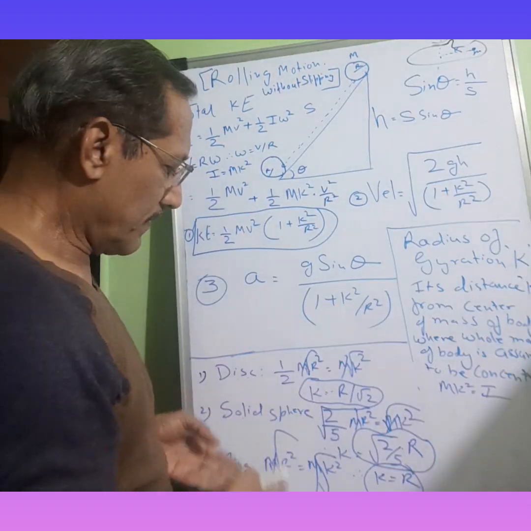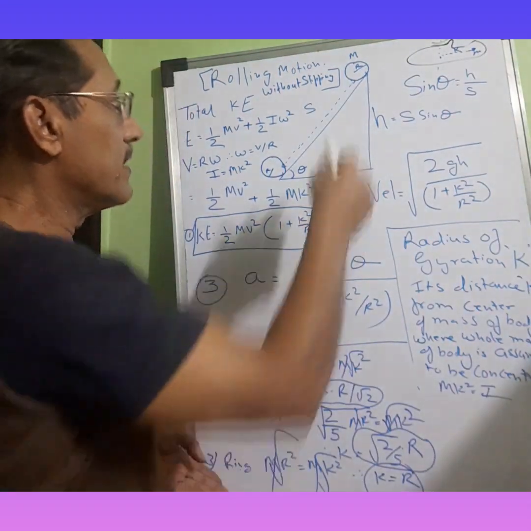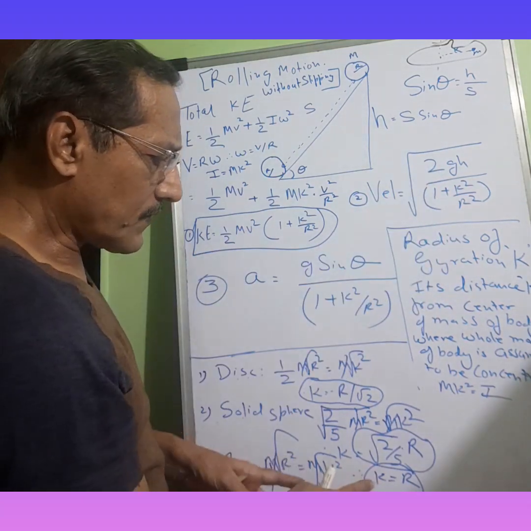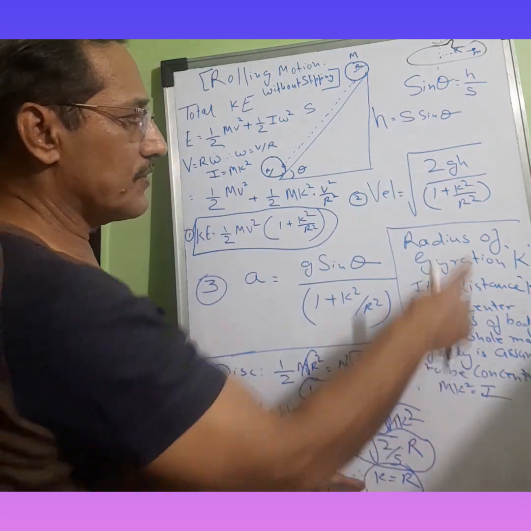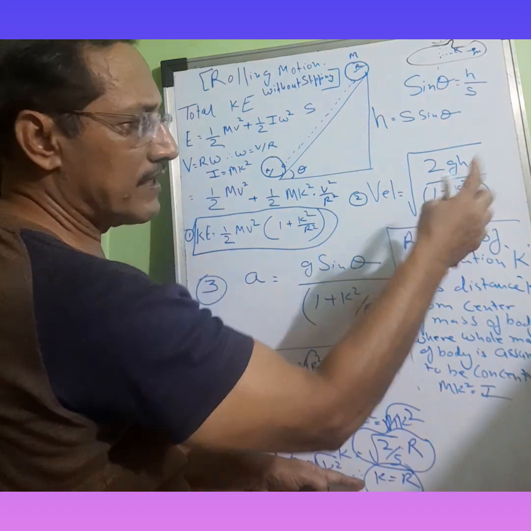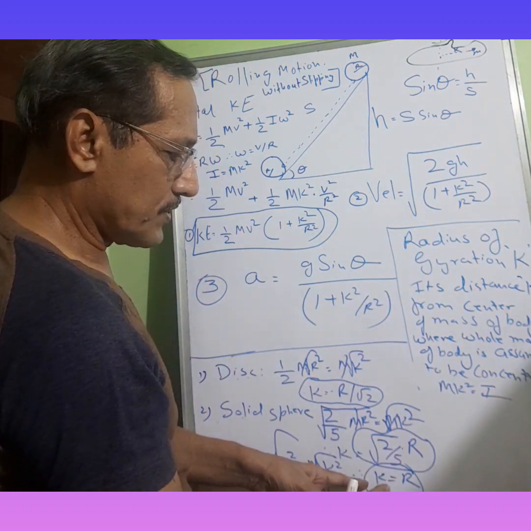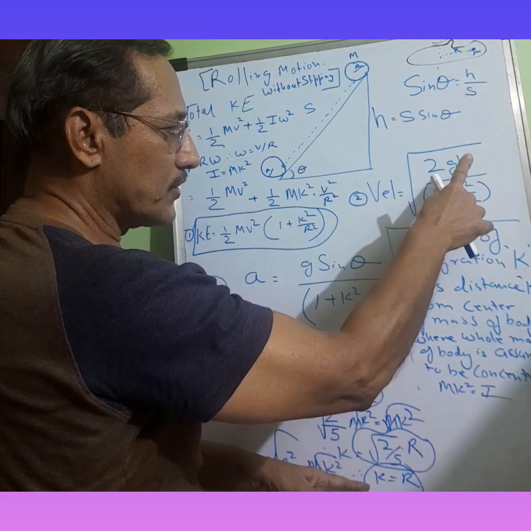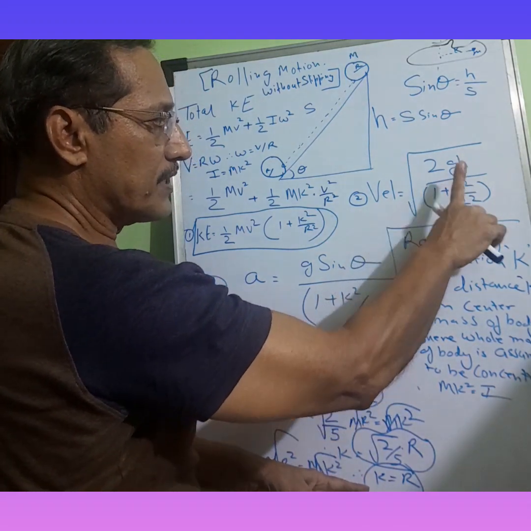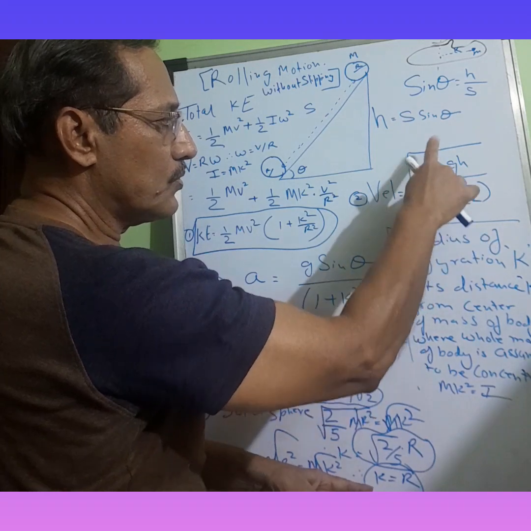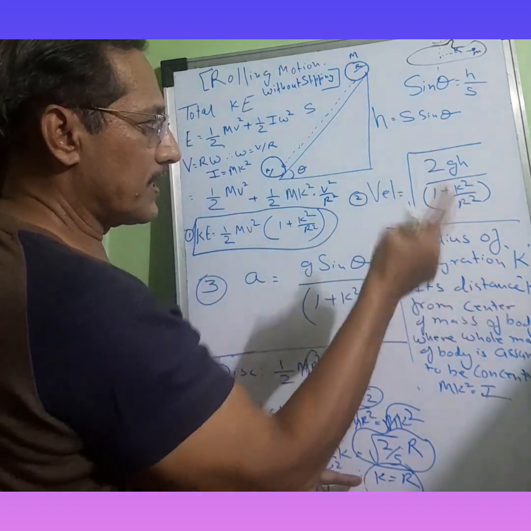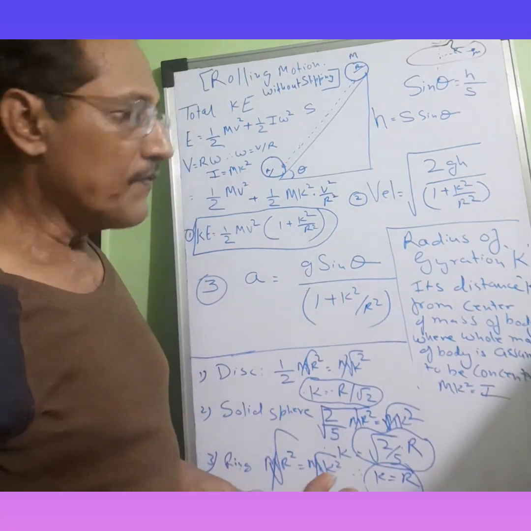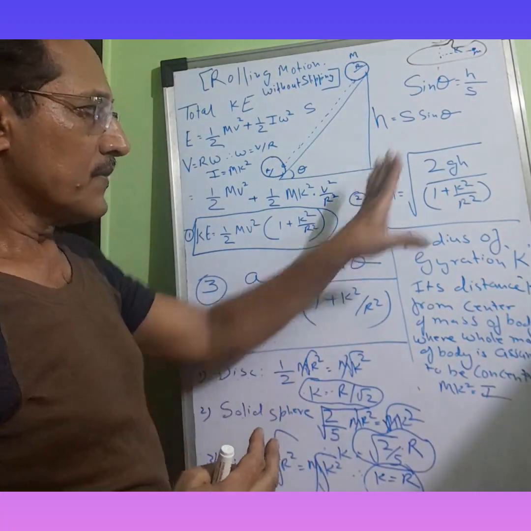Alright, similarly if you want to talk about a ring which is sliding down, we know the radius of gyration is r. So if you want to substitute r for k, it all depends on you. If you substitute the radius of gyration, r square gets cancelled, so it becomes 1 plus 1, and the 2 cancels. So the formula becomes root gh for a ring. Alright, we would be solving numericals. I'm just giving you an example of how to apply this formula.